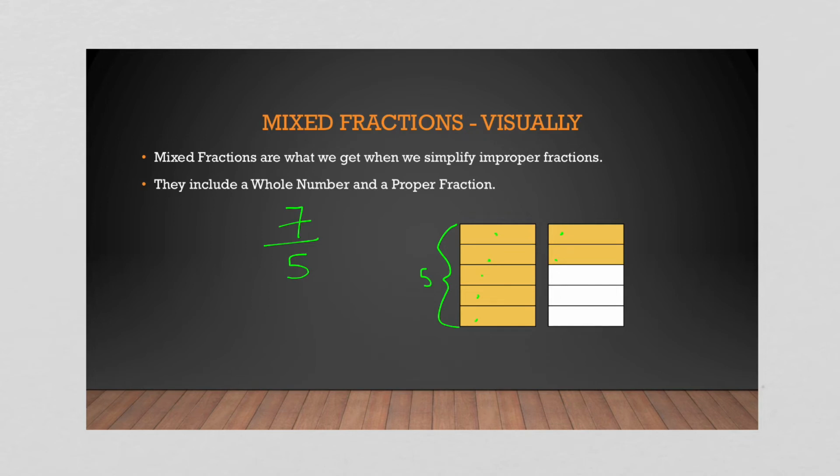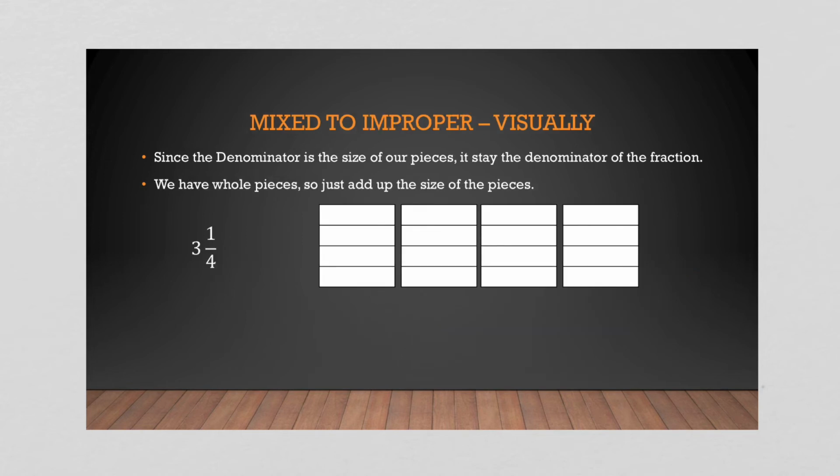How can you look at this and tell me what it is as a mixed fraction? Well, you have 7, but you also have this 5 here. This 5 is a 5 out of 5. You have a whole, so you have 1, and then you have 2 out of 5. So 1 and 2/5. So visually, you can read an improper fraction or a mixed fraction, depending on how you want to look at it.